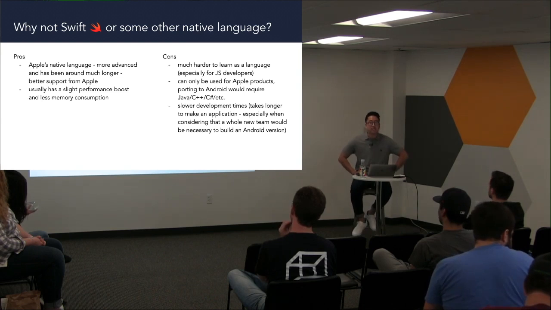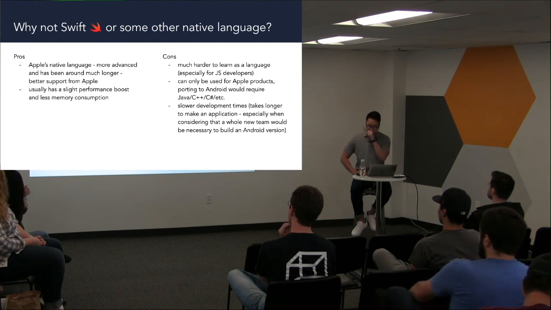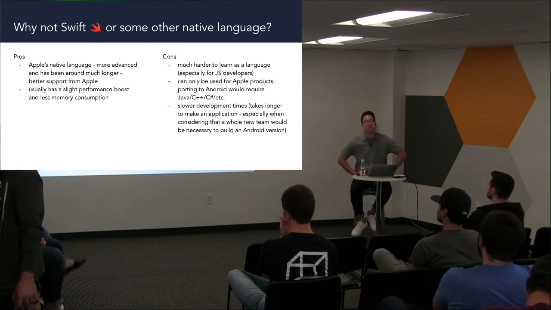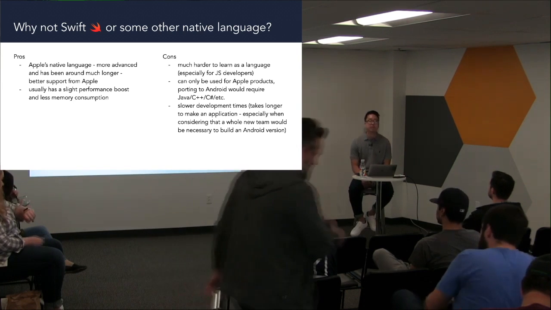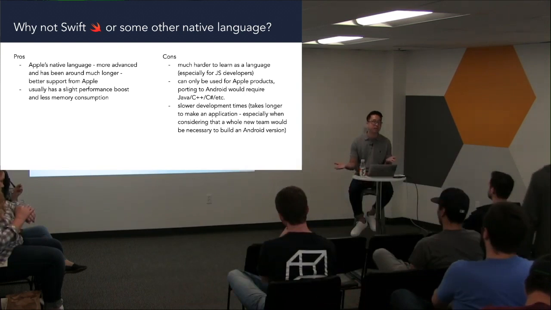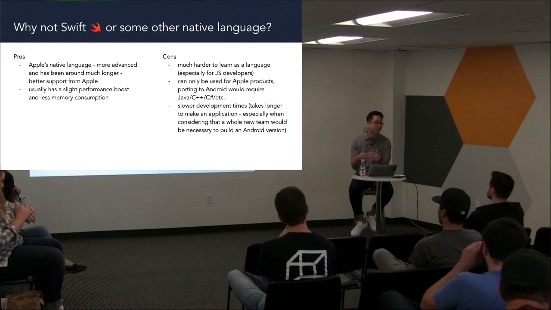And ultimately, this can lead to slower development times because you have to build an entire team just to build an app specific to a platform. So you're going to have an iOS team, and you're going to have an Android team, each with their own languages trying to mirror the application building concurrently.